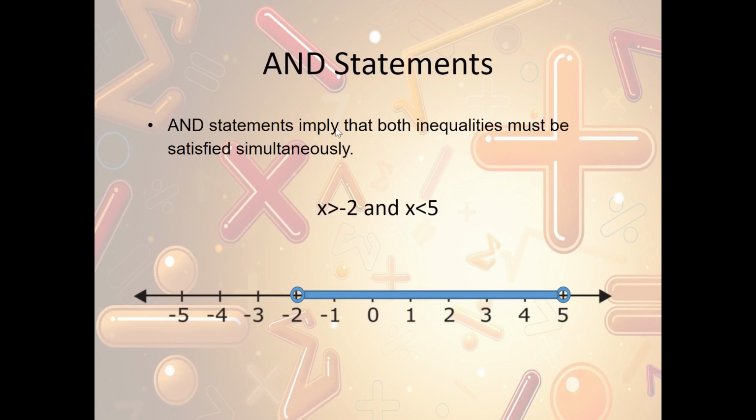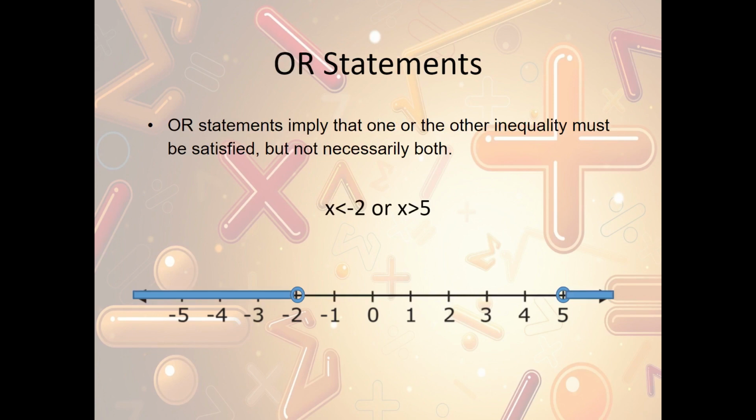Now let's talk about "and" statements. So "and" statements imply that both inequalities must be satisfied simultaneously. So for instance, x is greater than 4 and it's less than 6. So we know that tells us it has to be between 4 and 6. So this is an example of an "and" statement. "And" statements should always be shaded between the 2 points, just like this.